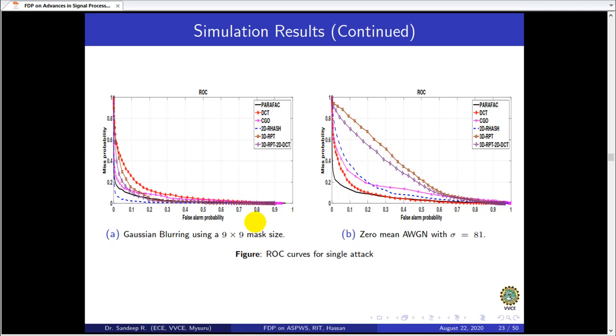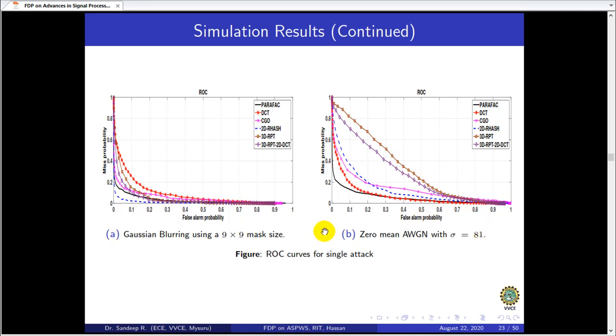Now if I want my algorithm to be robust against content preserving operations, I want minimum miss probability values and minimum false alarm probabilities. Hence, if the area under the ROC curve is minimum, then we say that the performance of the algorithm is better. Here is what we got for Gaussian blurring using a 9 by 9 mask size. These are the different algorithms that were considered, and you can see that 2D RASH has performed well among the existing algorithms, but the proposed algorithm, the radial projection technique, which is here, is also more or less performing on par with the state-of-the-art algorithms.